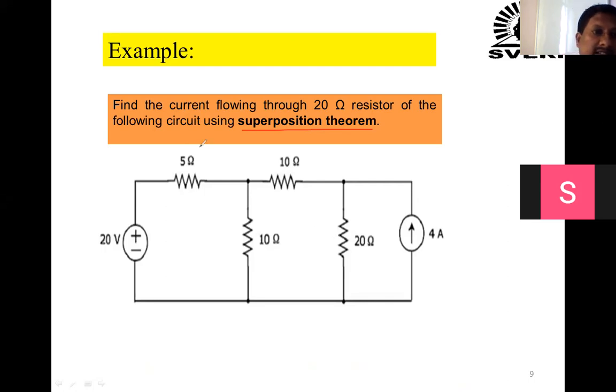So what is the question here? Find out the current flowing through 20 ohm. So where is the current? It is given here. So you have to find out the current flowing through this 20 ohm resistor. So that I will give the name as I. Okay. So by using what? Superposition theorem. So can anyone tell whether this problem belongs to method 1 or method 2?